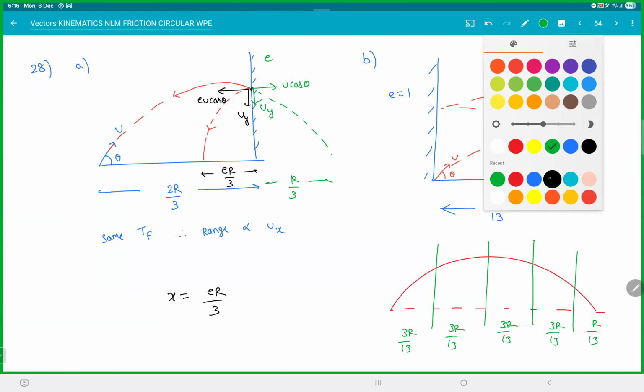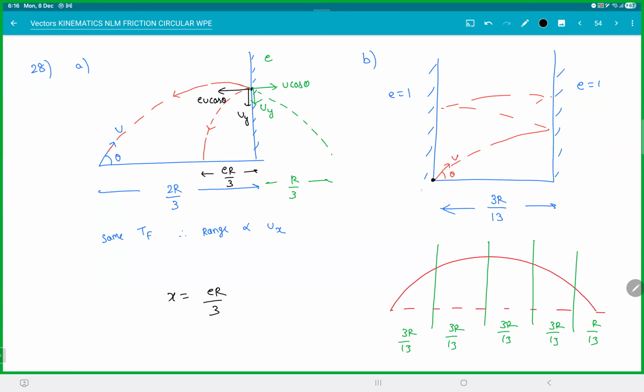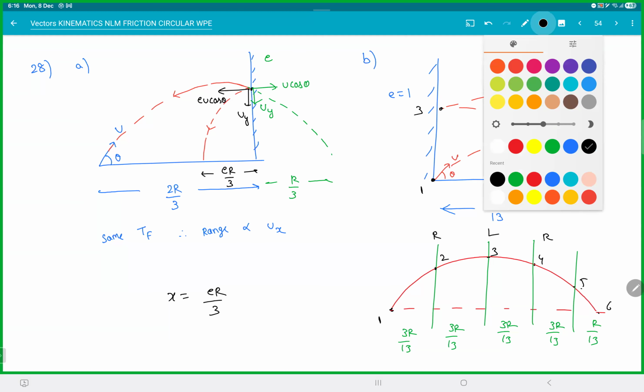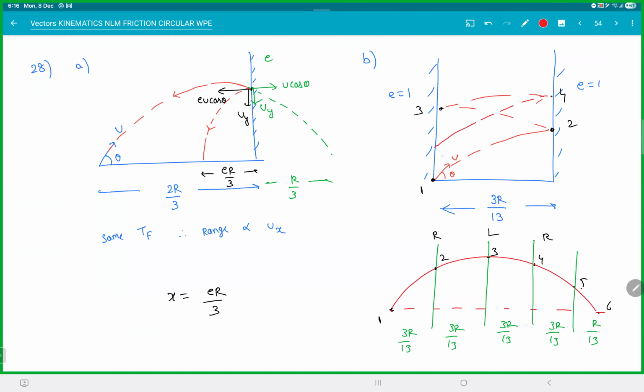So let's name the points here. Let's call this point 1, 2, 3, 4, 5, and 6. So 2 will be on the right wall, right? And so you're just flipping right and left. So this is the right wall. Then you hit the left wall, point 3. Then you hit the right wall again at point 4. Then you hit the left wall again. So you actually come something like this. And then you fall on the ground. This will be 5 and this will be 6.